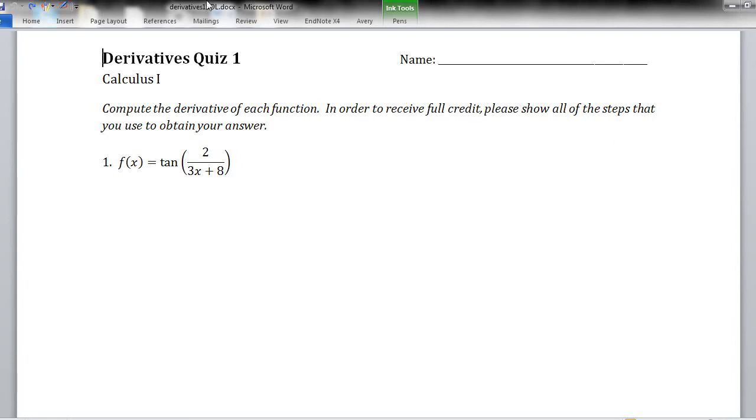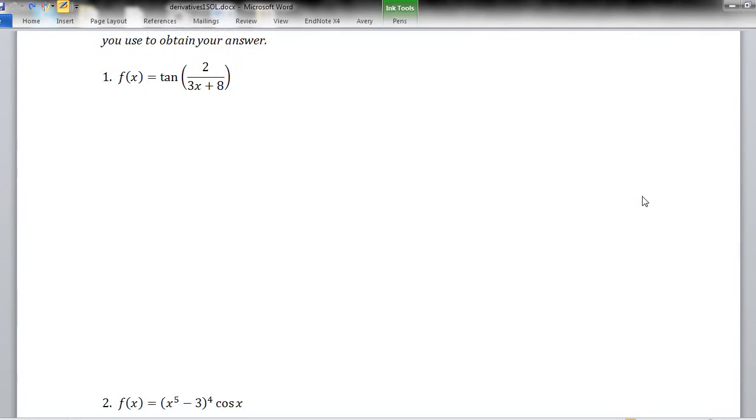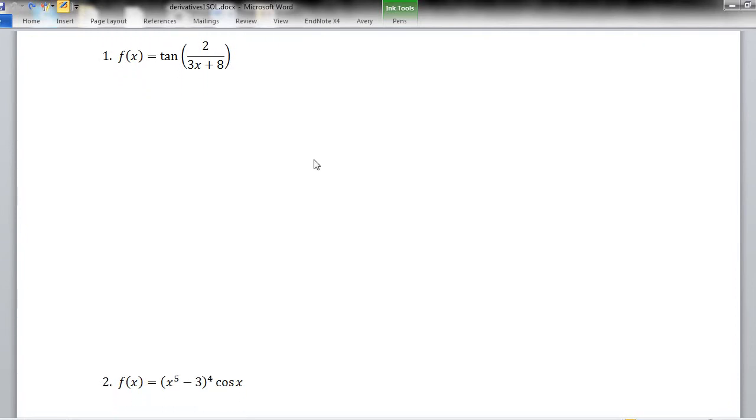Okay, here are some solutions to the first derivatives quiz. Number 1. Well, we have a composition of functions here, one function inside of another one, and also a fraction. So we're going to have to use the chain rule and the quotient rule in some order.